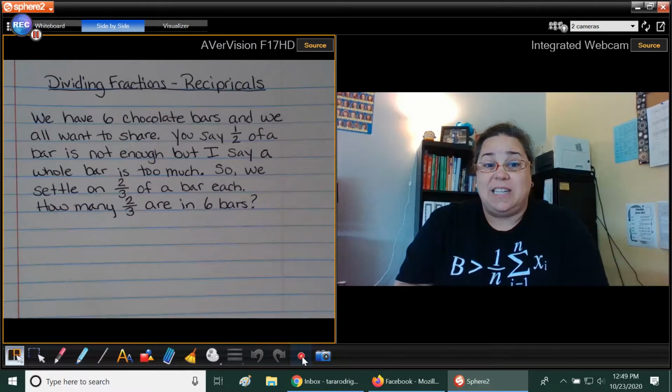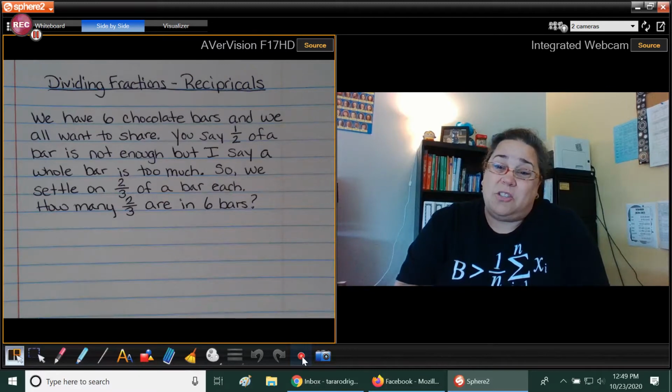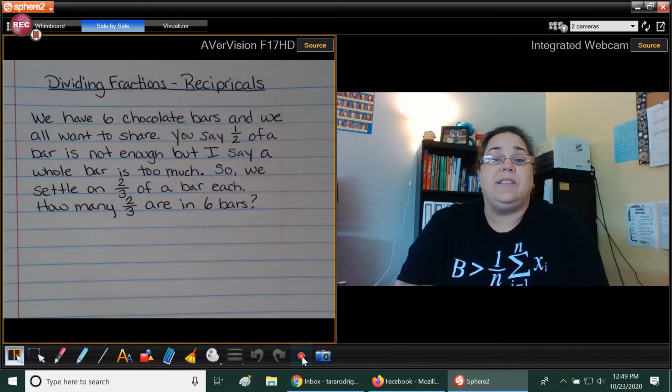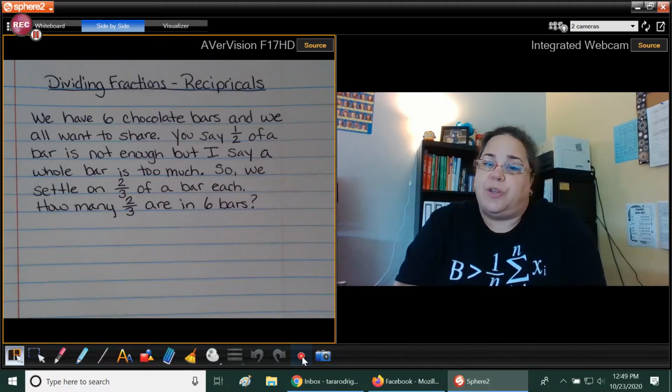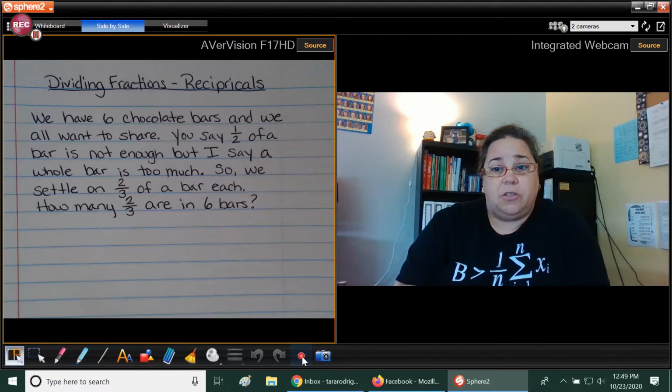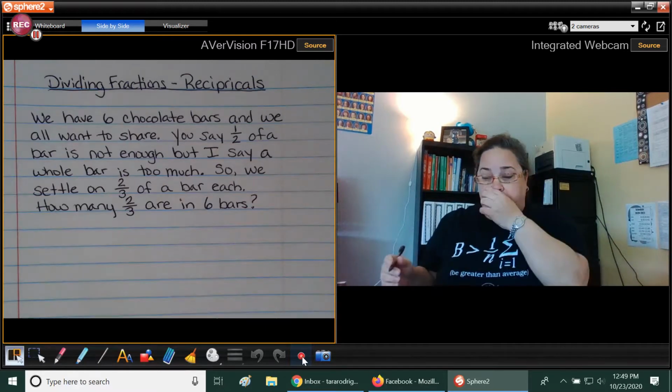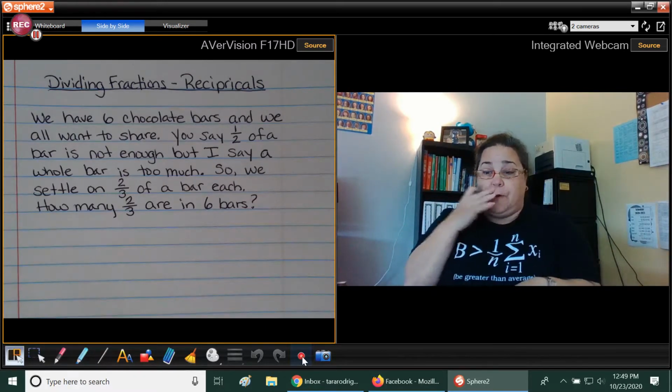We have 6 chocolate bars, and we all want to share. You say 1/2 of a bar is not enough, and I say a whole bar is too much. So we settle on 2/3 of a bar each. How many 2/3 are in 6 bars? All right, so here's how we're going to work this out first.